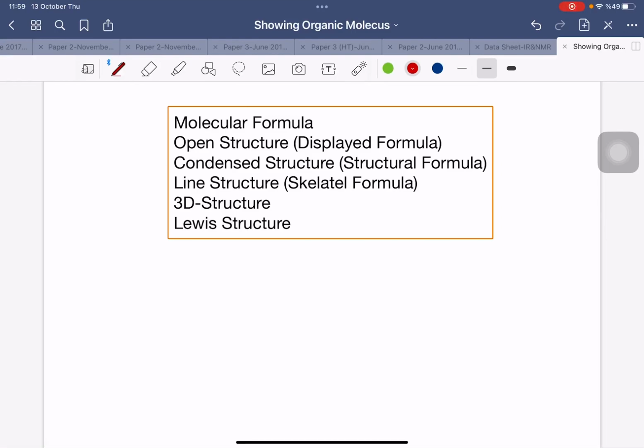Hello everybody. In this video lesson I will talk to you about how we demonstrate organic molecules. There are a number of ways we can demonstrate organic molecules. Let's give an example.